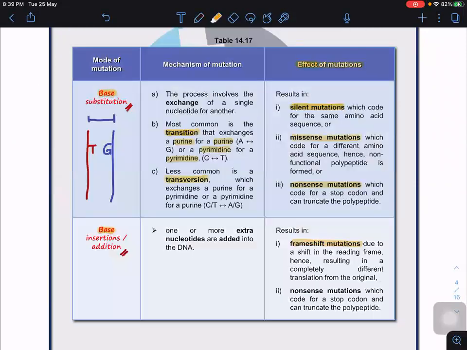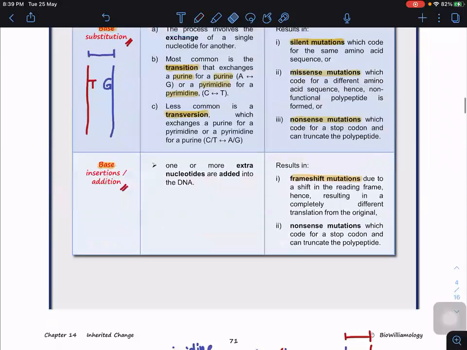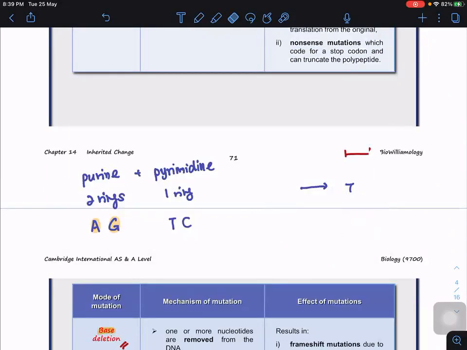Now, why is transversion less common? Because it is going to alter the distance, or the diameter, between the 2 DNA polynucleotides. Okay, now look at this. Now we start with the original one. Here's A. By right, for A we need to add T. A is a purine, 2 rings. T is a pyrimidine, 1 ring.